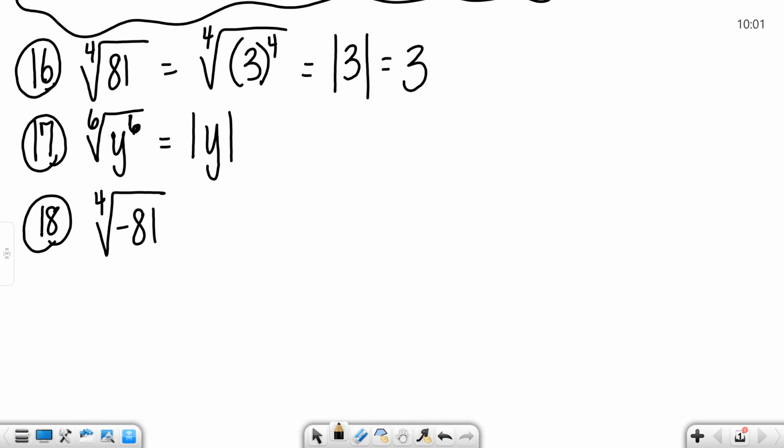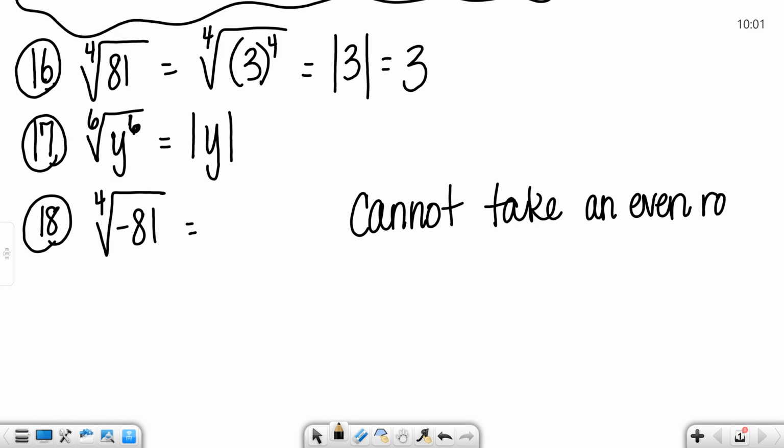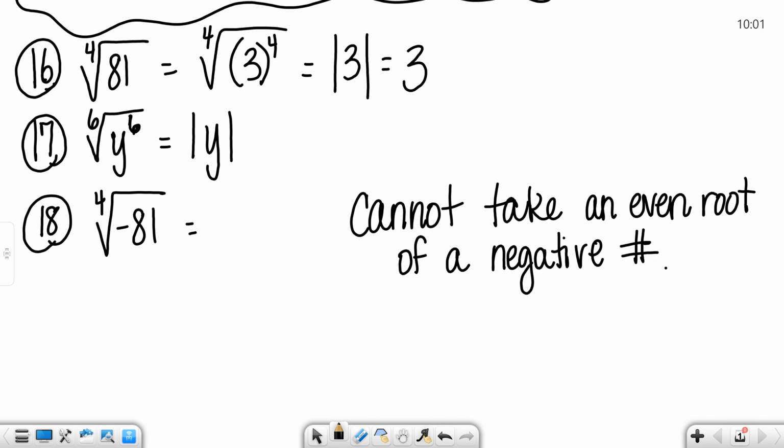The fourth root of negative 81. All right. Now, just like I said you couldn't take the square root of a negative number, you cannot take an even root of a negative number. It is not possible. So here I'm taking the fourth root, which would be an even root, of a negative number. So that cannot happen. This is not a real number. Okay, you can't do that. Not a real number.